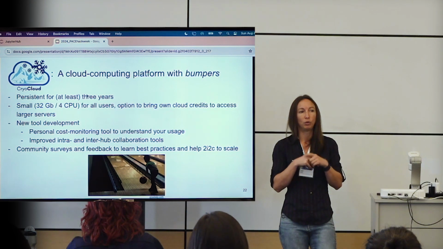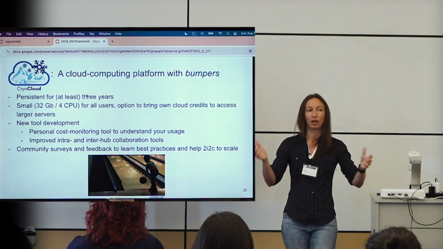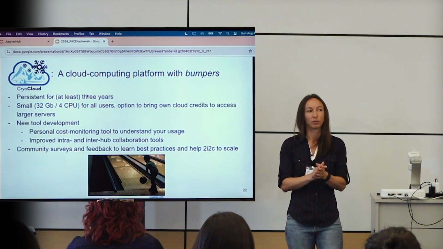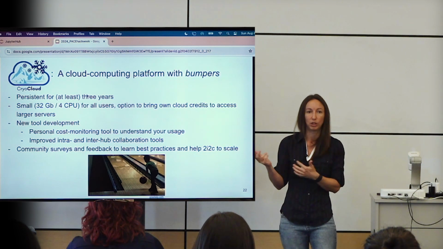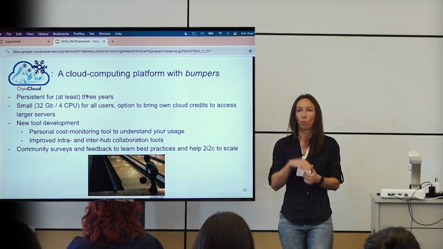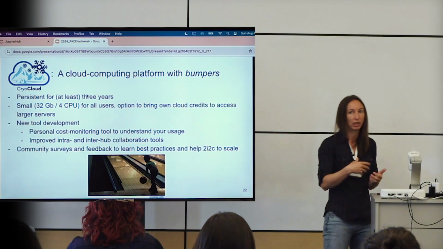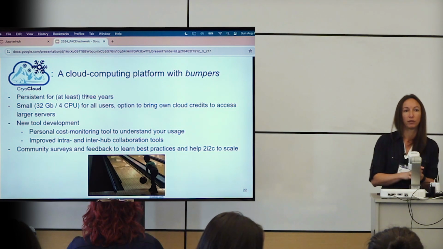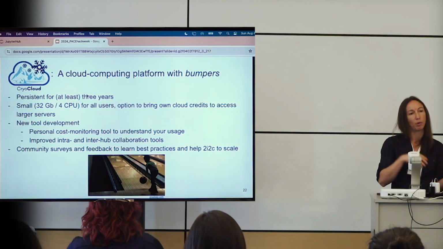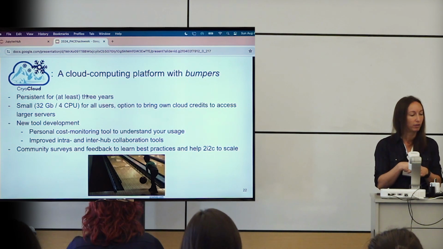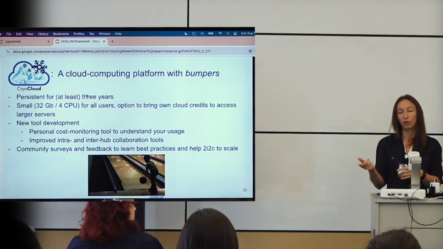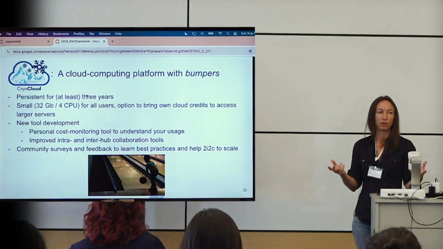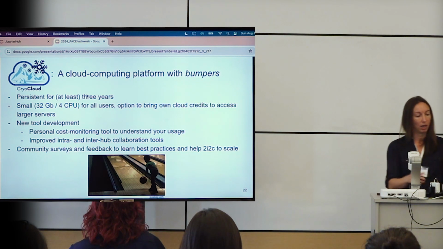So as you write grants later in your career, if you're a grad student or at any point and you want to access more than 32 gigabytes, you can. We just recommend you put that into your proposals and get cloud credits, and then we can support that. We do new tool development, so cost monitoring, different collaboration tools, all of that goes back into the Jupyter ecosystem. And we take community surveys and get feedback so that we can create the best practices that we need to, and we can grow much more stably.